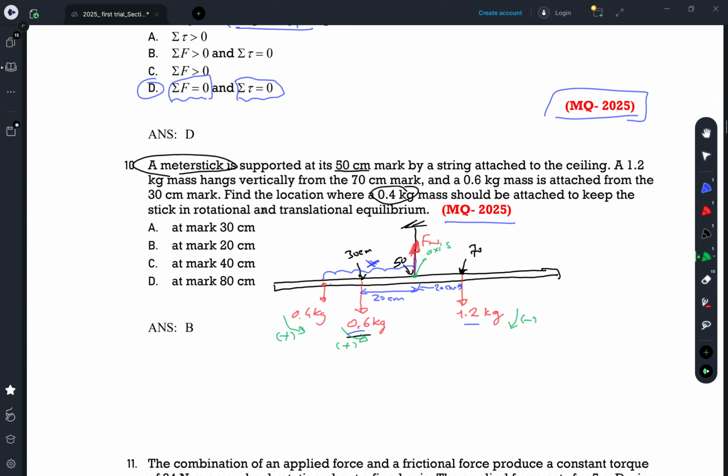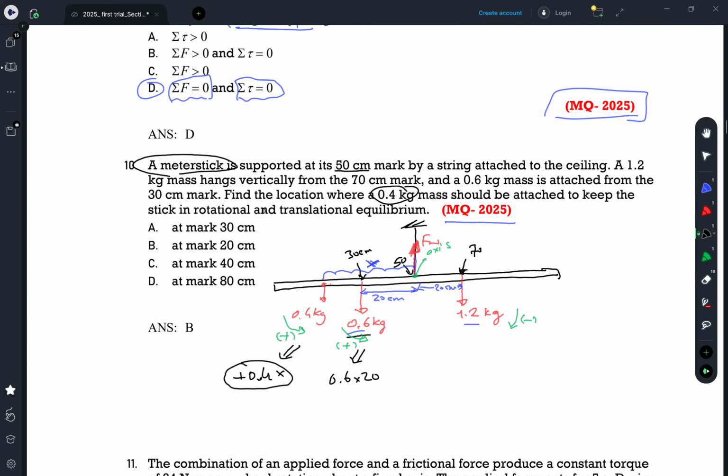Now I will calculate the torque of each of them. So 0.4 kilogram will produce a positive 0.4x torque. 0.6 kilogram produces 0.6 times the distance from the force to the axis of rotation, which is 20.